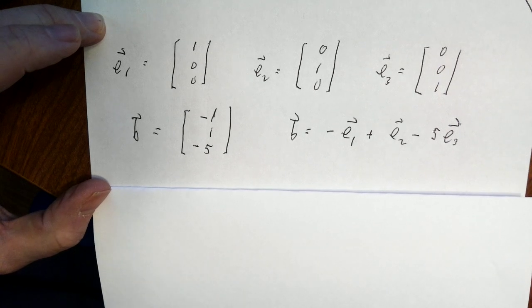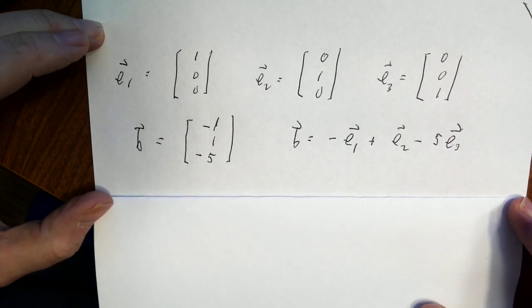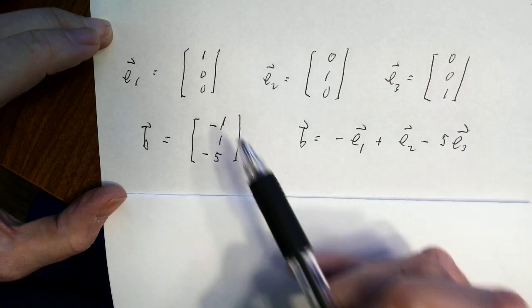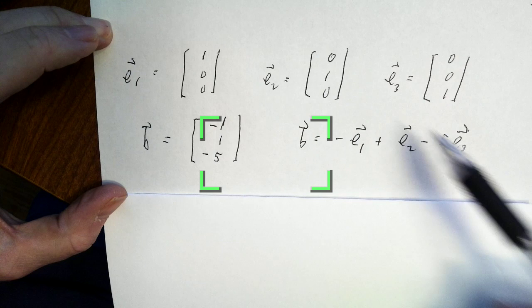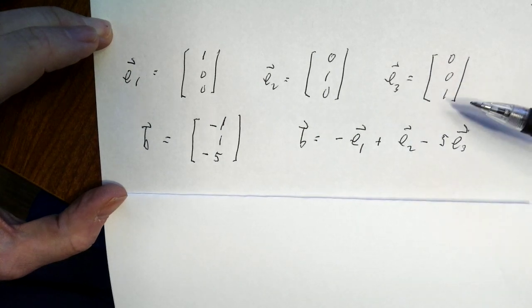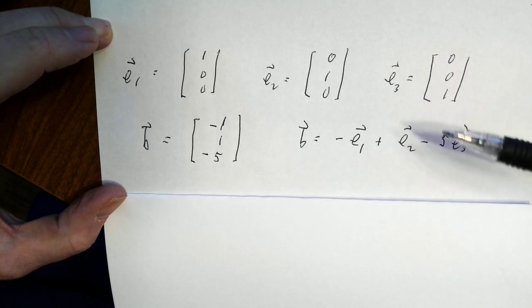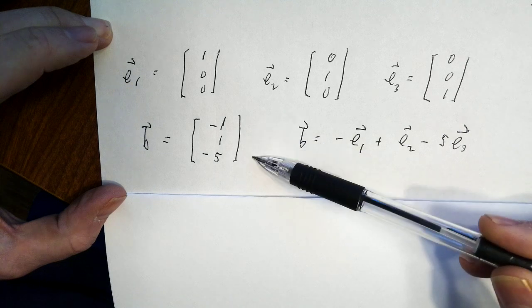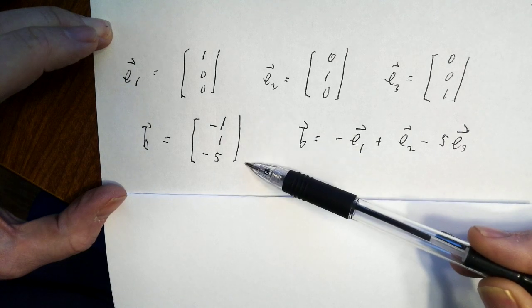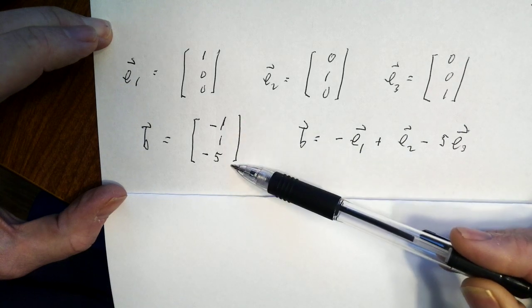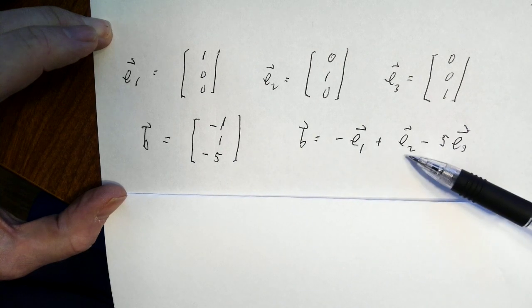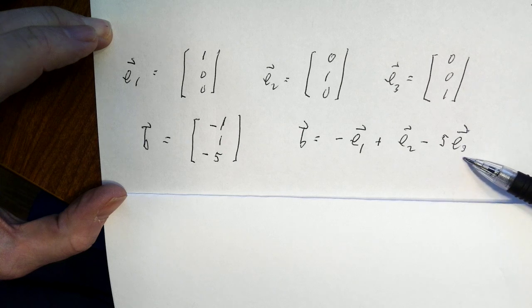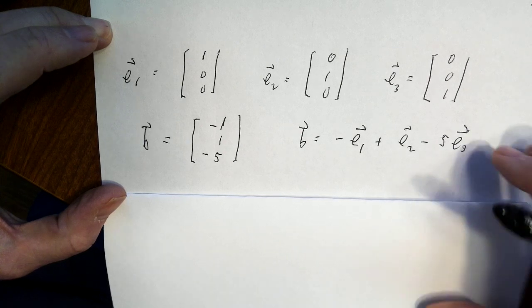Lately in class, we've been talking a lot about bases. In R3, the simplest basis to work with consists of the standard unit vectors (1, 0, 0), (0, 1, 0), and (0, 0, 1). The reason that it's so easy to work with this basis is that if we have some other vector like b = (-1, 1, -5), the weights are obvious from just looking at the vector. We could write b as -e1 + e2 - 5e3. So the standard unit basis is the easiest to work with.